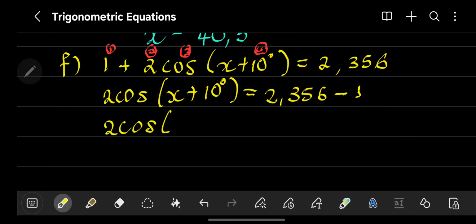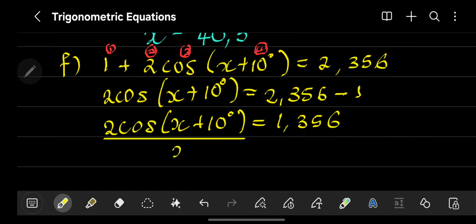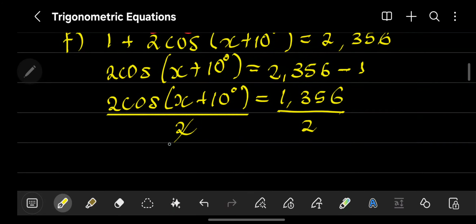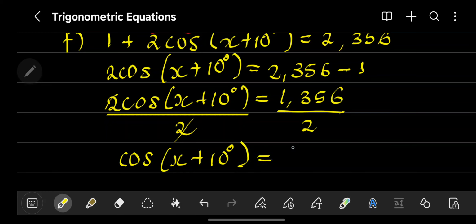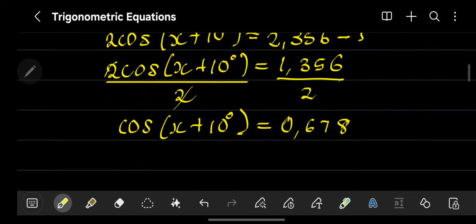2 cosine of x plus 10 degrees, it is equals to 1,356. Now I'm removing what? 2. I divide throughout by 2, right? Then this 2 will go away with it. Then you will remain with cosine of x plus 10 degrees, close the bracket, it is equals to 1,356. When you divide it by 2, you are going to get 0,678, right? Then now what's next?